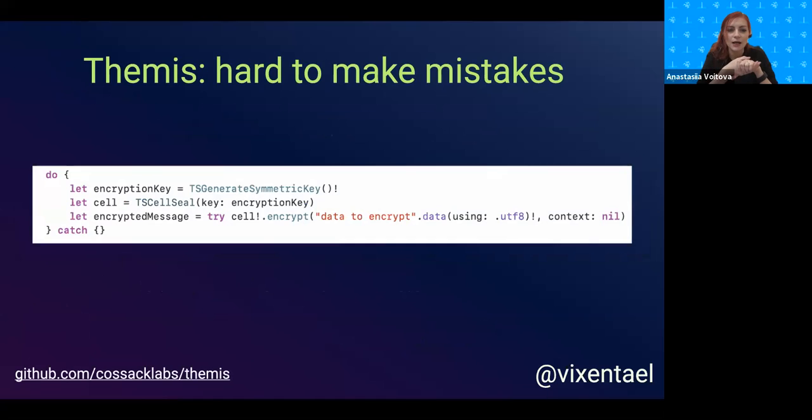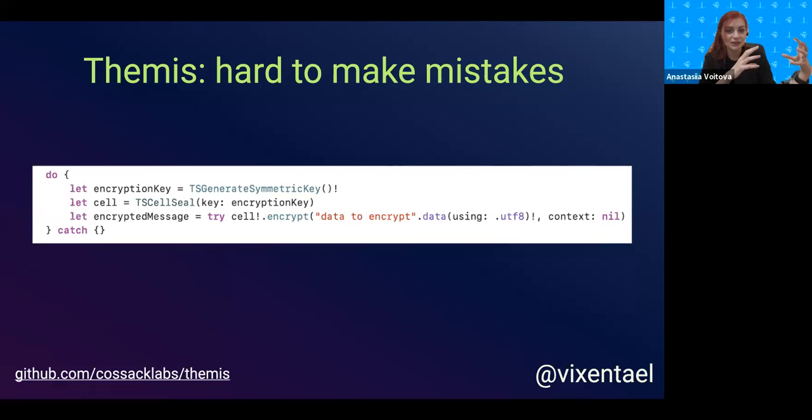For example, this is how we try to solve this in Themis: we try not to provide users with options they don't know how to use. We don't provide an IV, for example. In our case, the API is super similar to CryptoKit. Well, technically speaking, Themis is 6 years old and CryptoKit is 1 year old, so the CryptoKit API is similar to Themis. Okay, let's put it this way. Yeah, I'm just joking.